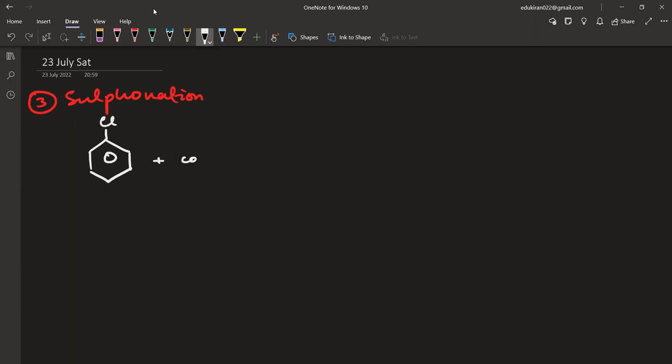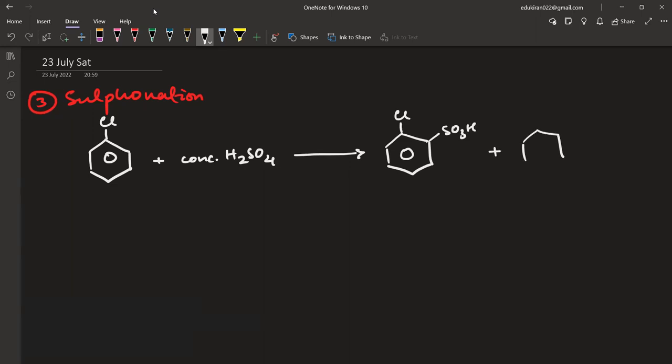Chlorine plus concentrated H2SO4. This is going to give me two products. Chlorine, SO3H plus chlorine as it is and SO3H. Again, this is going to be major and this is going to be minor. Now, whatever is getting attached on the ortho and para position, that is the electrophile.